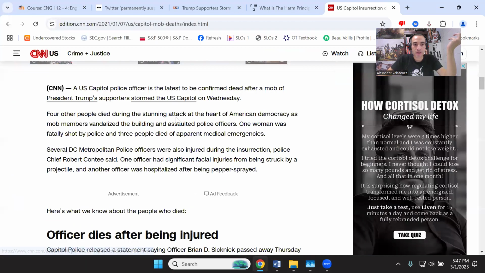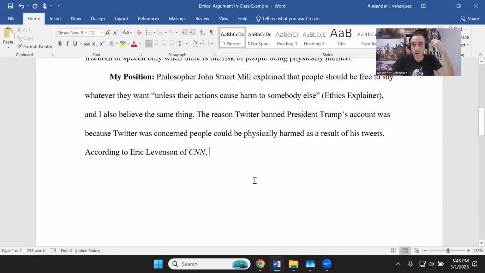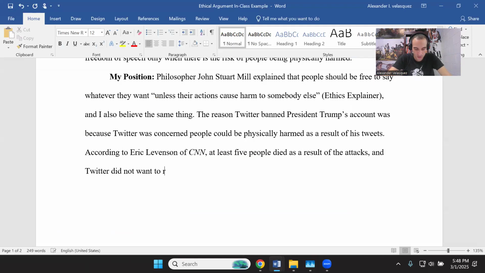Here it says, the latest to be confirmed dead, 4 other people died during the stunning attack. So at least 5 people, right? So I'm going to say, according to Eric Levinson of CNN, I'm going to paraphrase, at least 5 people died as a result of the attacks, comma, and I'll say, and Twitter did not want to risk their tweets being a potential cause for more deaths.